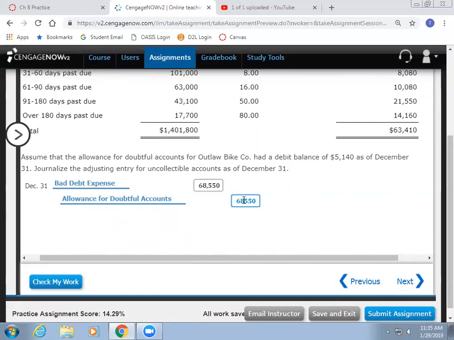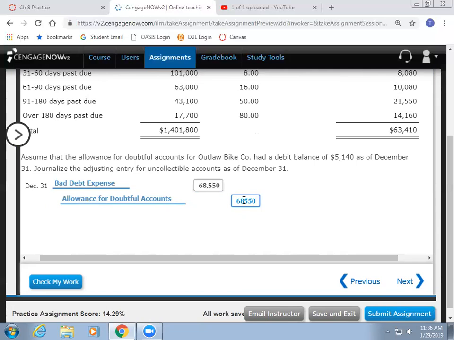Any questions? You guys are very quiet. Can you repeat that again? If it has a what account? Sure. So when you figure out your desired ending balance, to figure out your adjustment amount, if allowance for doubtful accounts has an existing credit balance, you're going to subtract. If it has an existing debit balance, you're going to add. So in this case, we would take our desired ending balance plus our debit balance to get this adjustment amount.